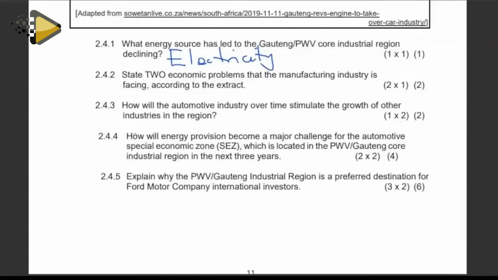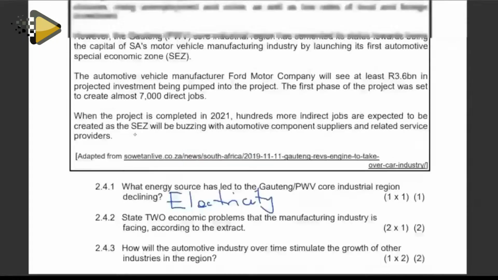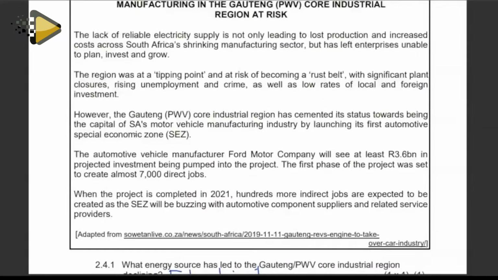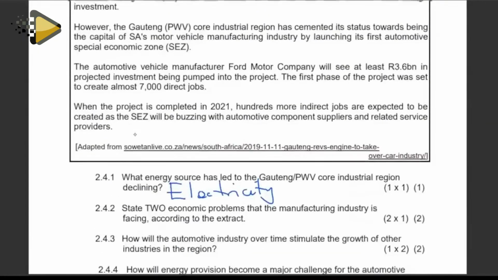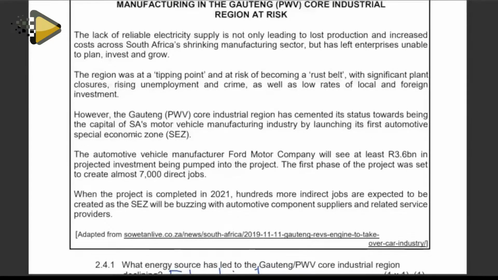Right. State two economic problems that the manufacturing industry is facing according to the extract. We want to try and identify the economic problems that the manufacturing industry is facing. If we check the first paragraph, lack of reliable electricity is not only leading to lost production, increased costs, South Africa's shrinking manufacturing sector, but there's no economic factor there.